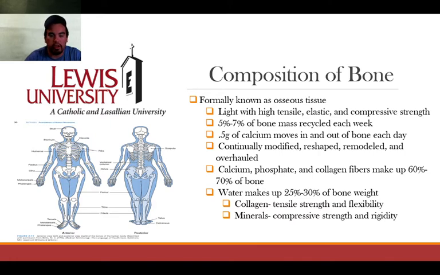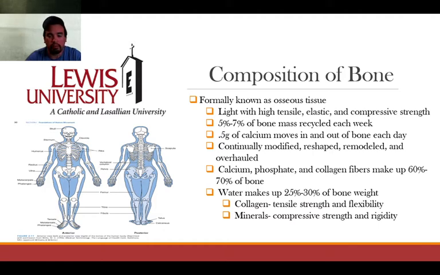So if we're changing 5 to 7% of our bone mass each week, it takes about a month, but we can change how our bones are shaped by changing what we ask our bodies to do. And then calcium, phosphate, and collagen fibers make up about 60 to 70% of bone. Once again, if we are deficient in these minerals, what's going to happen to our bodies? If we're deficient in calcium, deficient in phosphate, deficient in the proteins that make up collagen fibers, what happens? We're going to have some weaker, less dense bones.